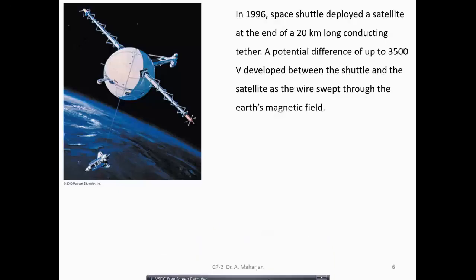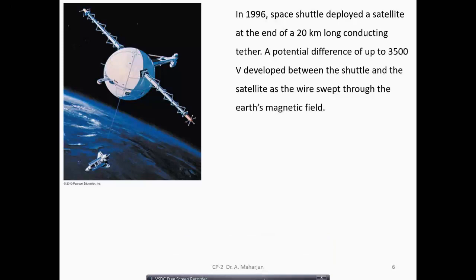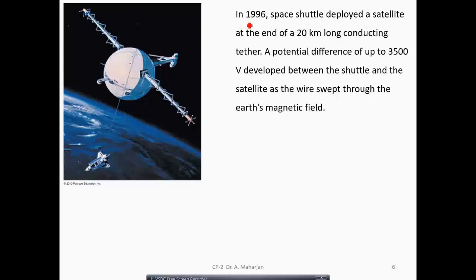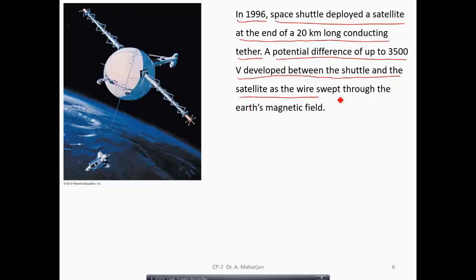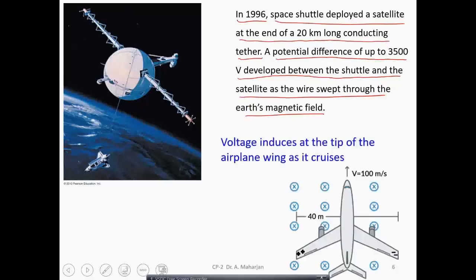Here's an example of induced EMF. In 1996, a space shuttle deployed a satellite at the end of a 20-kilometer long conducting tether. Since Earth has its own magnetic field, and the satellite was sweeping across the Earth's magnetic field, a potential difference of up to 3500 volts was induced between the shuttle and the satellite, due to the Earth's magnetic field.